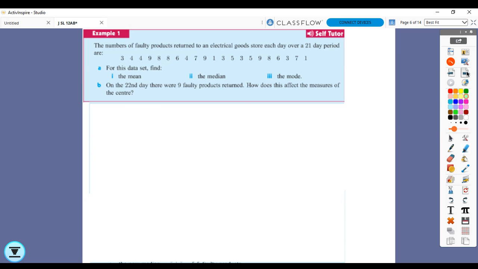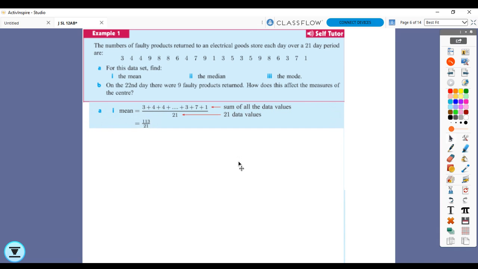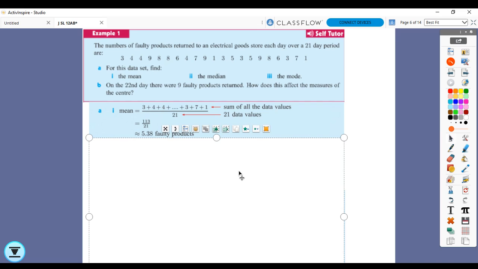Because I'm doing this from home, I don't have the board, so I just copied from the book. The first thing they want is the mean. You just add them all up and divide by 21. So 113 divided by 21 is approximately 5.38. It's always good to know context: we're talking about the number of faulty products returned to an electrical goods store each day over 21 days.